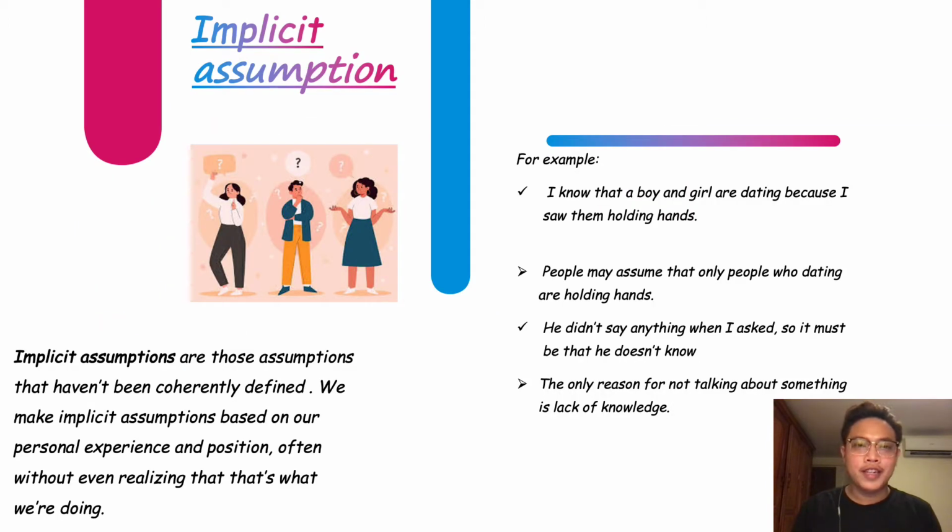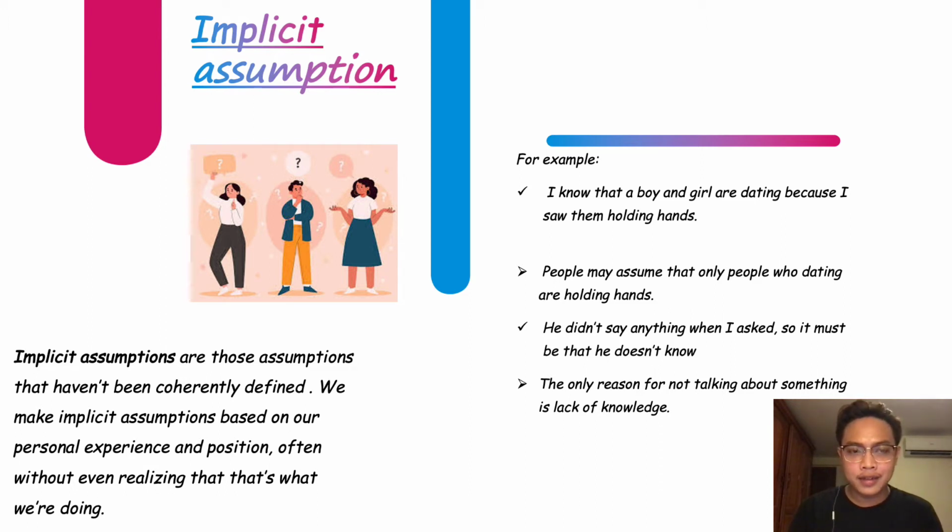So without further delay, let us jump right into the very first part of this chapter, which is the implicit assumption. First of all, I want to define this word for you. Implicit assumptions are those assumptions that we haven't clearly defined. We make implicit assumptions based on our personal experiences and position, and often without even realizing that is what we're doing. People tend to assume something based on their personal experiences and what they have seen. This is what we call implicit assumption.